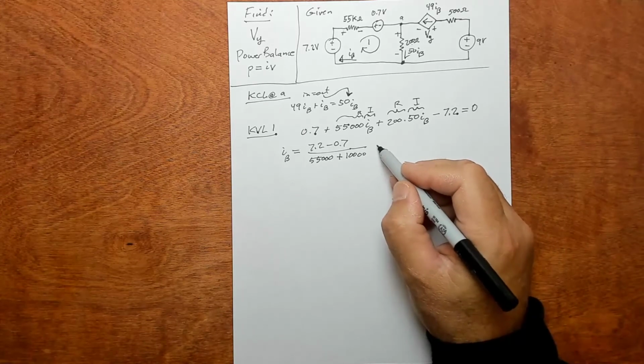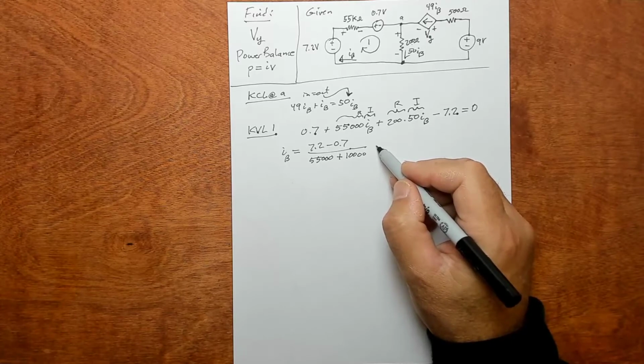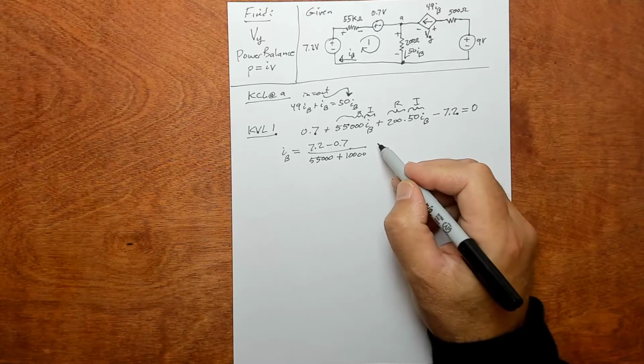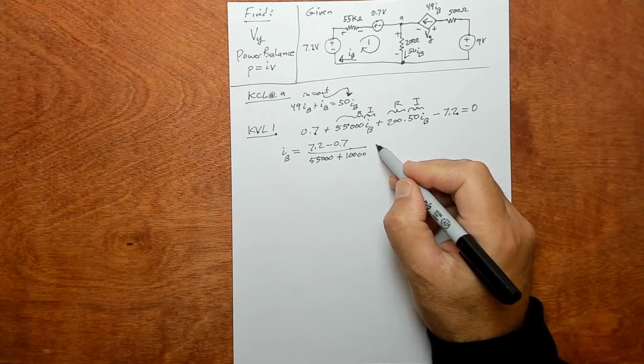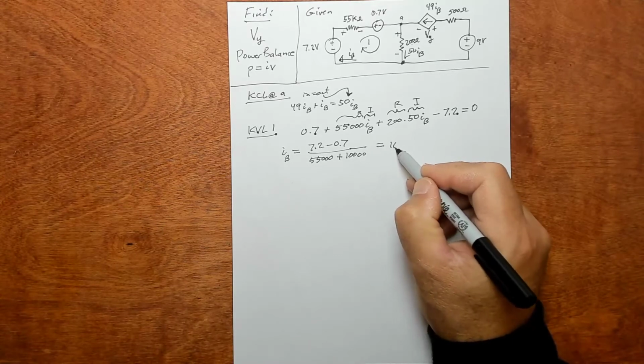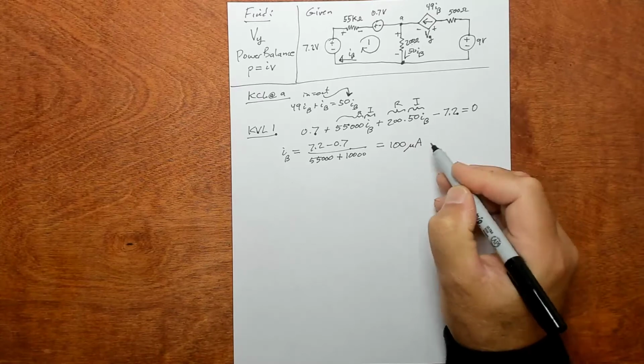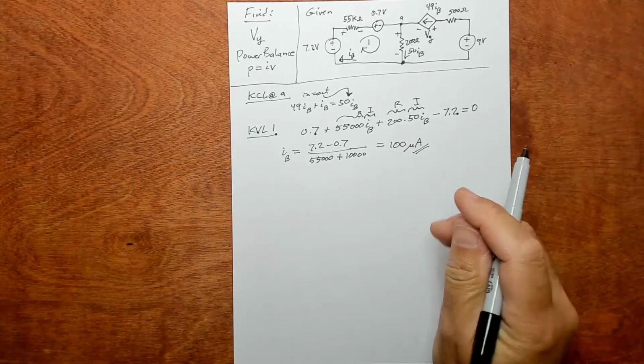Generally speaking, try to keep a clear head. If you need to go slower and show more steps, then absolutely do so on your own. I'm trying not to clutter things up with too much detail. I'm trying to keep a certain level of abstraction, but there's nothing wrong with showing all the detail in your homework if you need to. Anyway, this works out to 100 microamps. So we got an answer now.